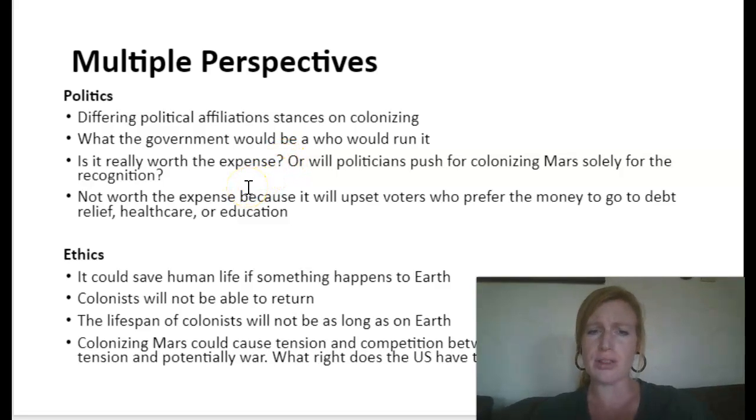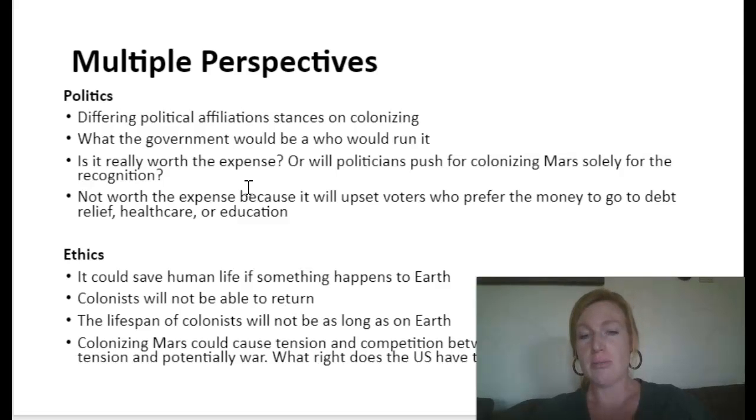Three, is it really worth the expense? Or will politicians just use this solely for the historical recognition? So is this something that politicians might jump on board with so that they get their name in the history books? And then it's not worth the expense because it will upset voters who prefer the money to go to debt relief, healthcare, education.